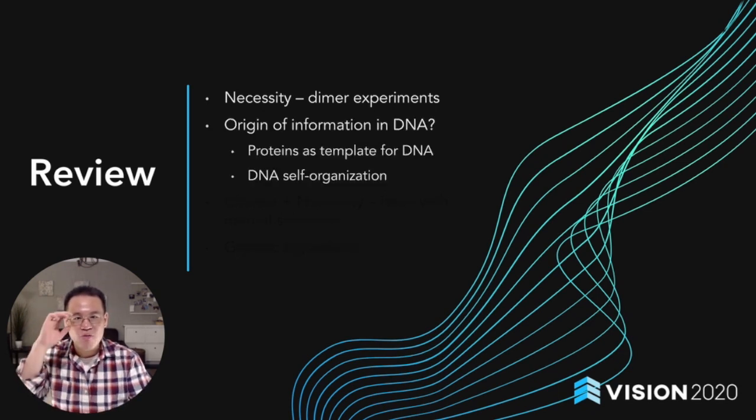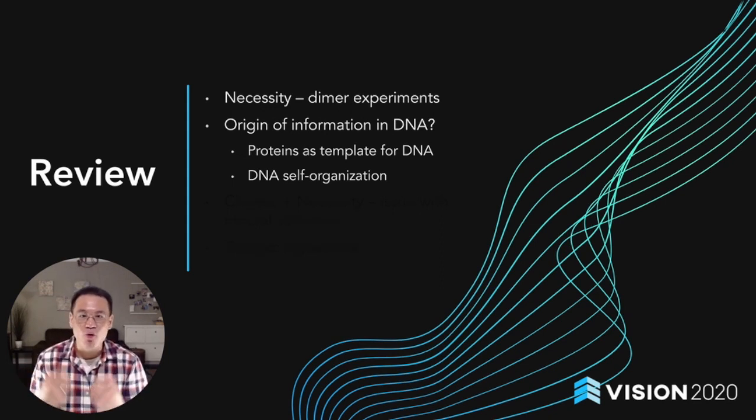But then we ran into the issue of whether this theory could explain the origin of information in DNA. Either proteins were a template for DNA or DNA self-organized by the same mechanism. The problem with the protein template is the loss of specificity, the instability of proteins when they become denatured, and the fact that proteins themselves don't seem to be driven by necessity.